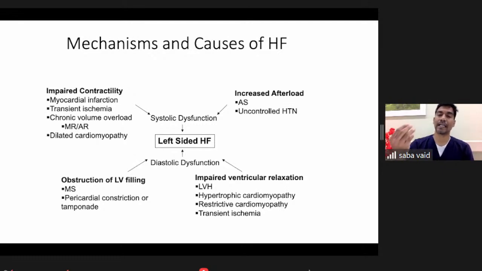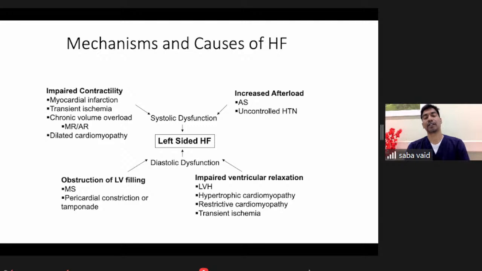Now, afterload is an entity against which the ventricle has to contract. To a certain extent, it will be able to push blood against the afterload. But when it goes beyond a point, the left ventricle has a dysfunction. This can be caused by uncontrolled hypertension, where we are looking at systolic blood pressures beyond 200, or by valvular problems like aortic stenosis, where the afterload is so overwhelmingly high that the left ventricle is not able to push blood. This causes systolic dysfunction.